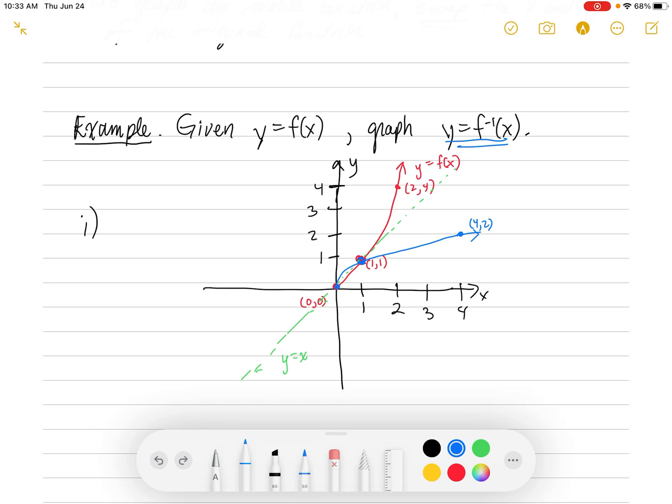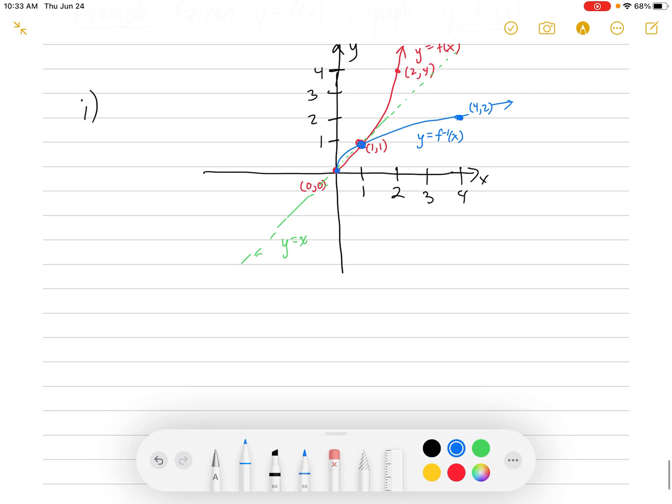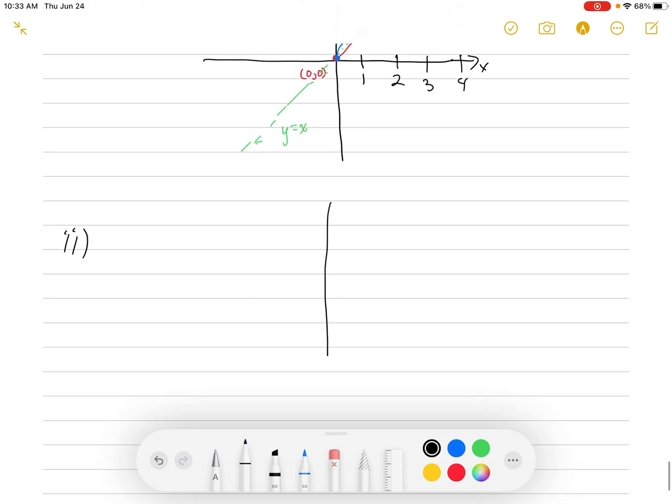So you swap all the x's and the y's. And when you swap the x's and the y's, you get a mirror image about this dotted green line, which is y equals x. I don't like my graph so much, but I'm not a great grapher. Let me try that one more time. Something like that. y equals f inverse of x. Okay, it's an attempt. Okay, number 2. Let's just do another example.